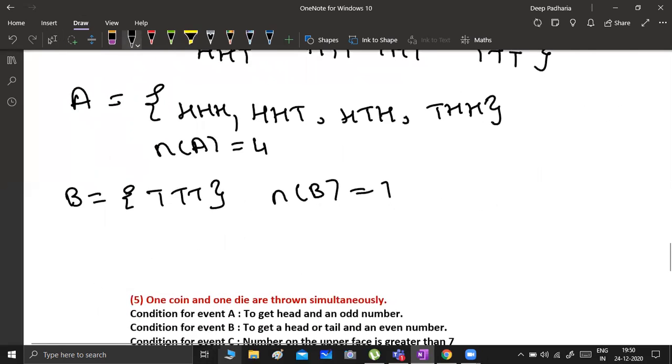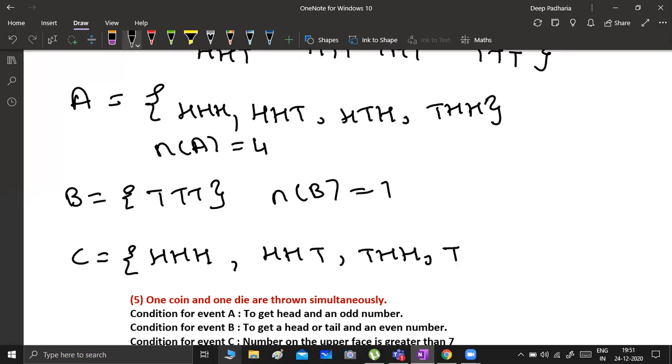Last but not the least, C वाला. Talking about event C. Event C में क्या बोला है? To get head on the second coin. मतलब second coin पे head चाहिए मुझे. So again, to get head on the second coin, it would be H. बीच में H चाहिए उसका मतलब. THH and THT. ठीक है.